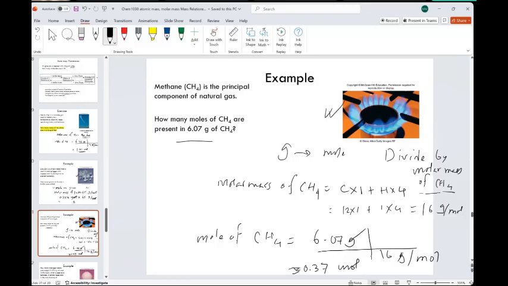Okay, so understand, from gram to mole, you divide by molar mass. The other way, mole to gram, you multiply the given amount by molar mass.